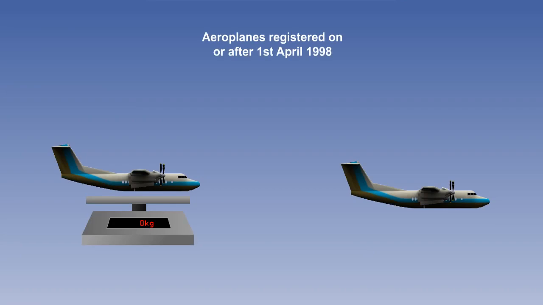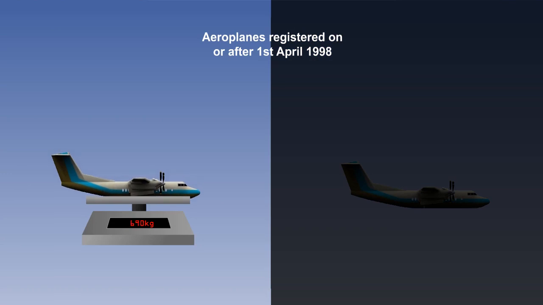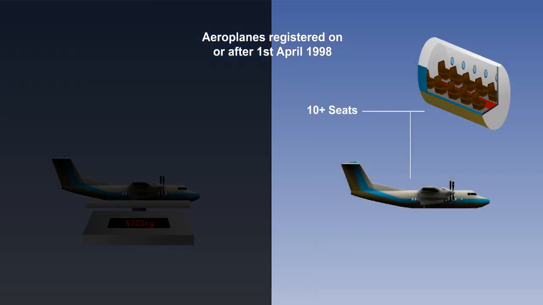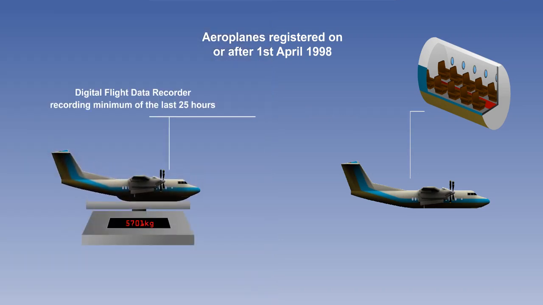EU-OPS requires aeroplanes that are registered on or after 1st of April 1998 and having a maximum takeoff weight of 5,700 kilograms or less to be fitted with a digital flight data recorder that will record a minimum of the last 10 hours of operation. Aeroplanes with more than 9 seats that are multi-engine turbine powered, or aeroplanes weighing more than 5,700 kilograms require a digital flight data recorder capable of recording a minimum of the last 25 hours of its operation.